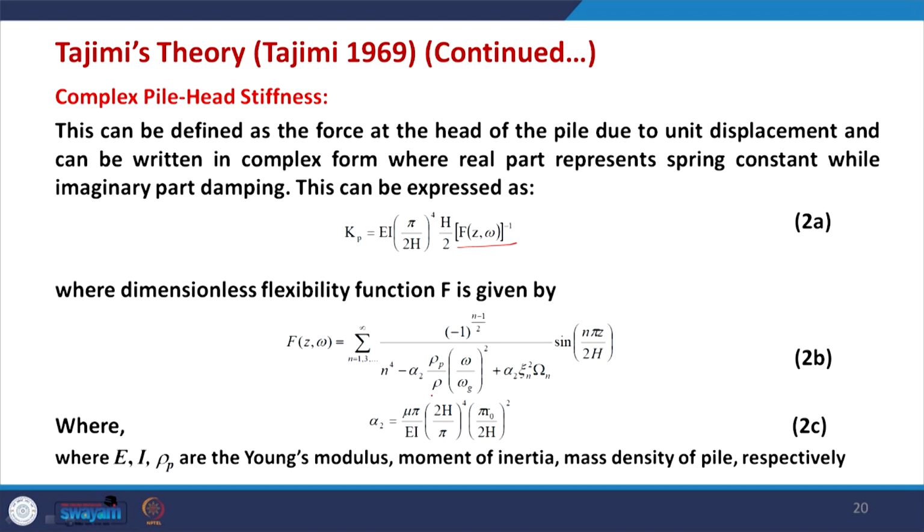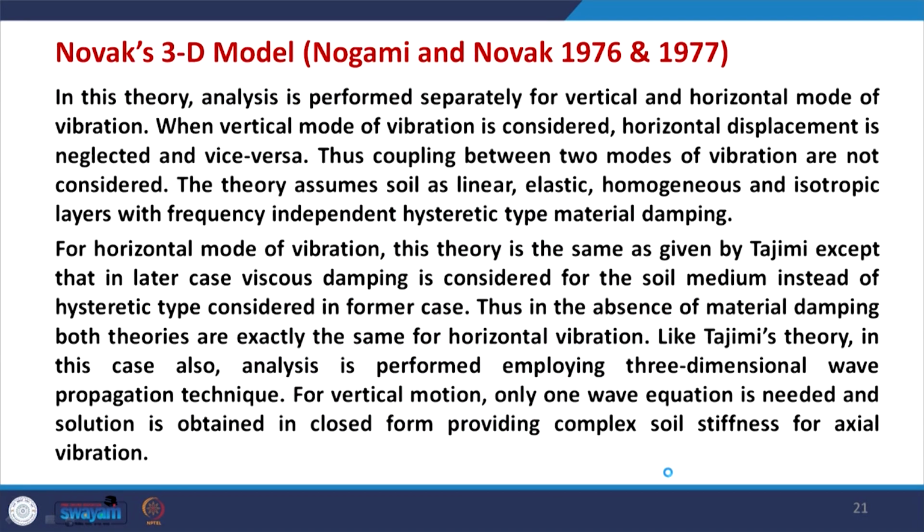Once alpha 2 is known, substitute it in this equation and work out the summation; ultimately you end up with the flexibility function, which is a function of z. That means it will be different at different depths z, and omega is the frequency of excitation. Z comes directly in this equation, so accordingly this function will vary, and omega comes in this first part. When you change the value of omega, naturally the value of fz omega is going to change. And as mentioned already, E, I, rho p are the Young's modulus, moment of inertia, and mass density of the pile respectively.